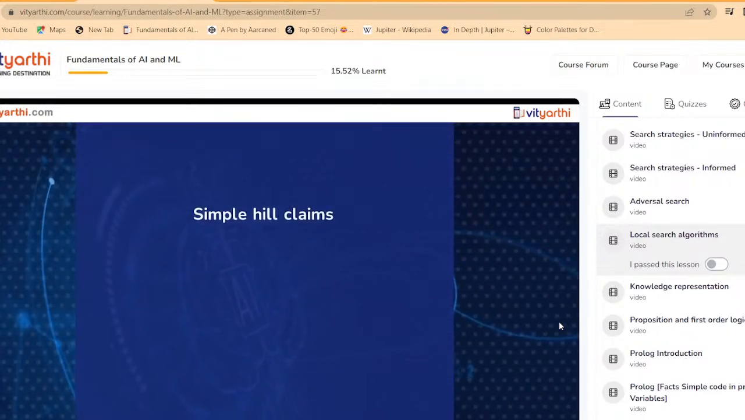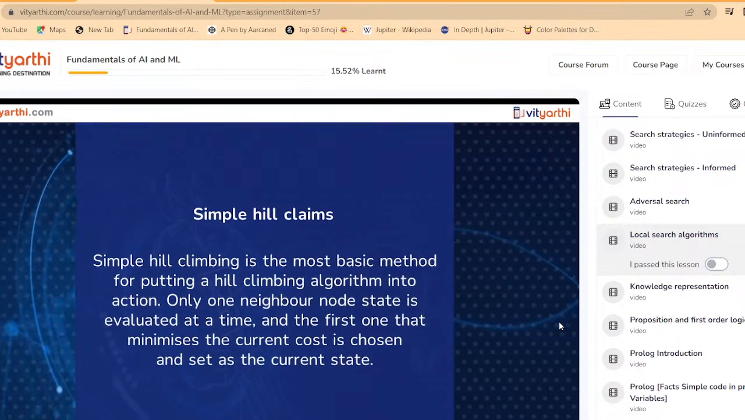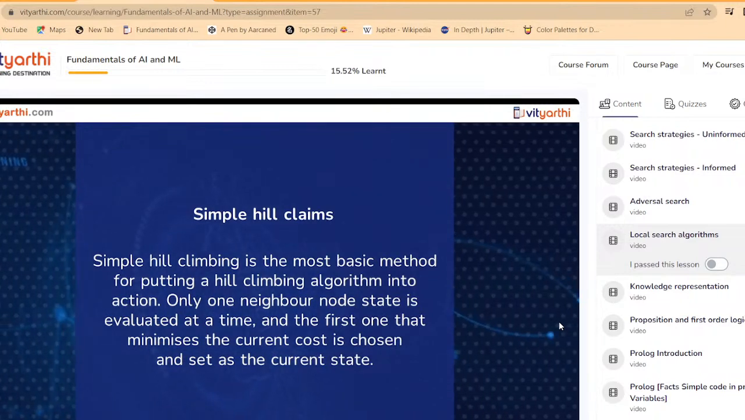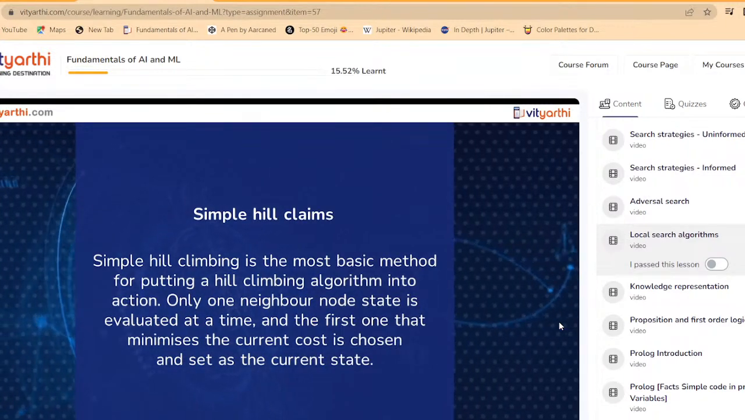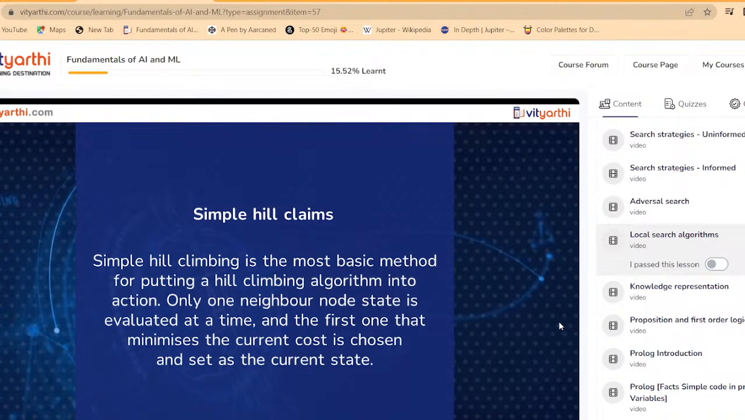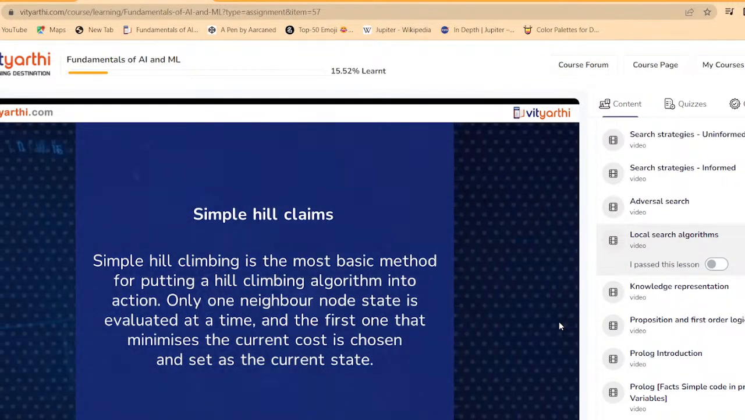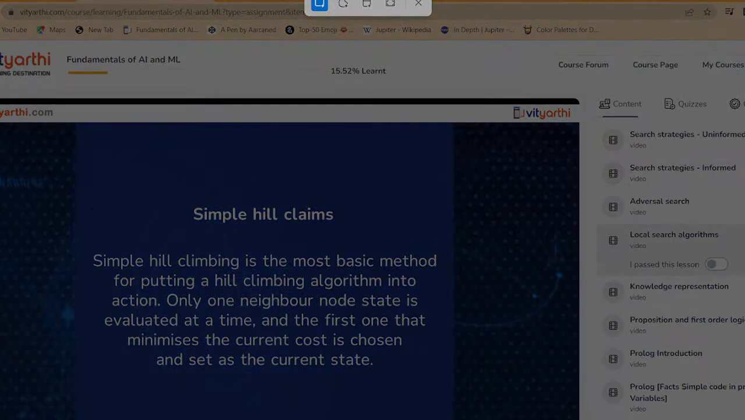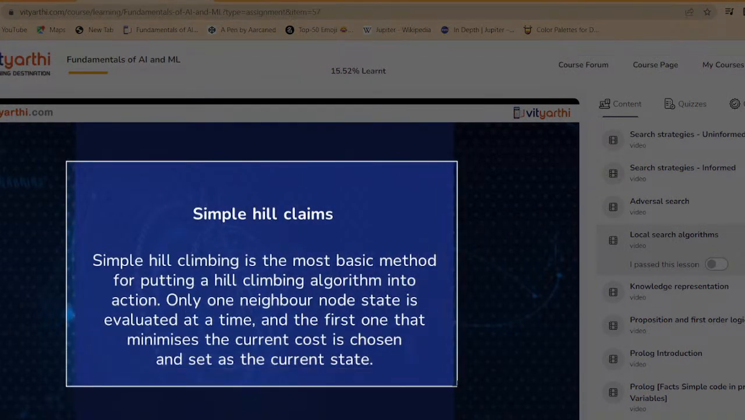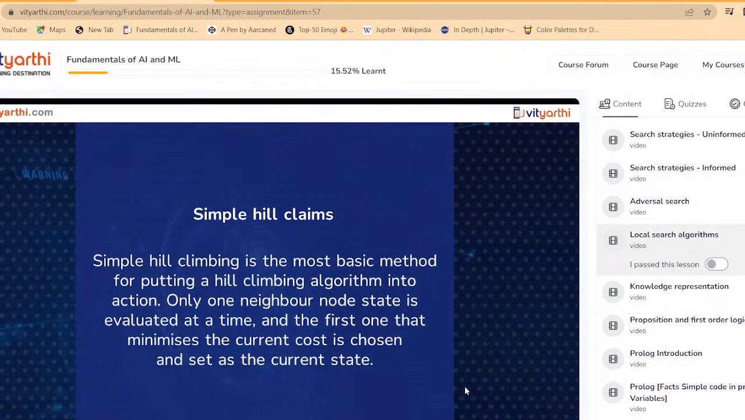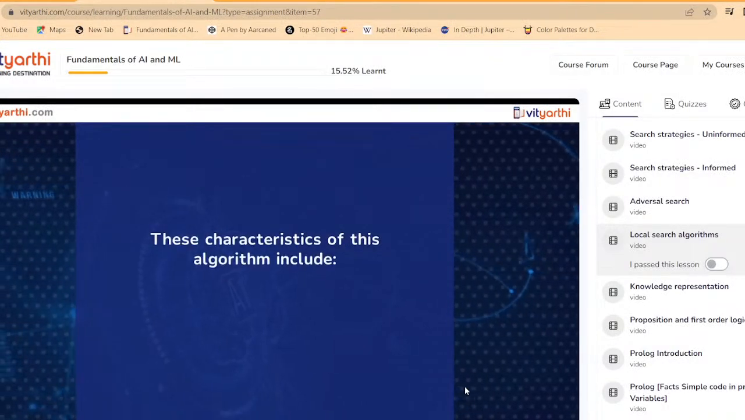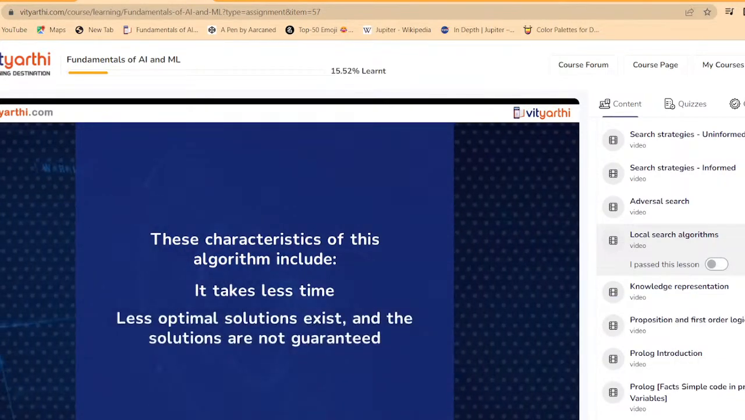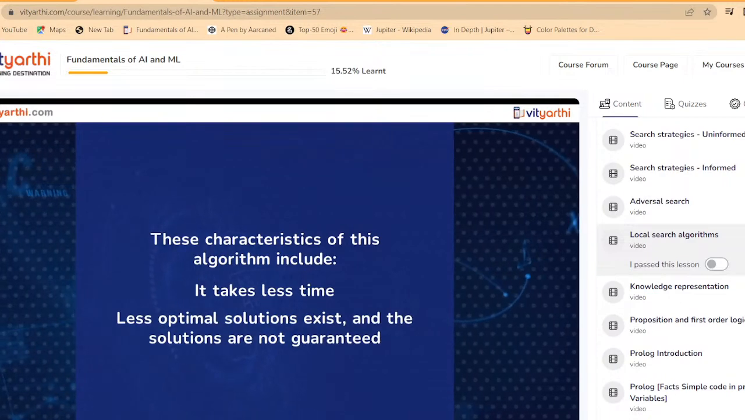Simple hill climbing is the most basic method for putting a hill climbing algorithm into action. Only one neighbor node state is evaluated at a time, and the first one that minimizes the current cost is chosen and set as the current state. It only examines one successor state, and if it discovers that it's superior to the current condition, it moves to that state and stays there. The characteristics of this algorithm include: it takes less time, a less optimal solution exists, and solutions are not guaranteed.